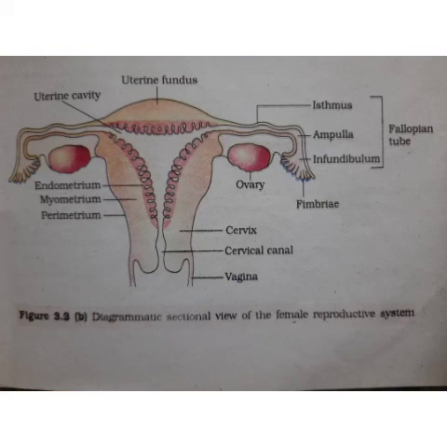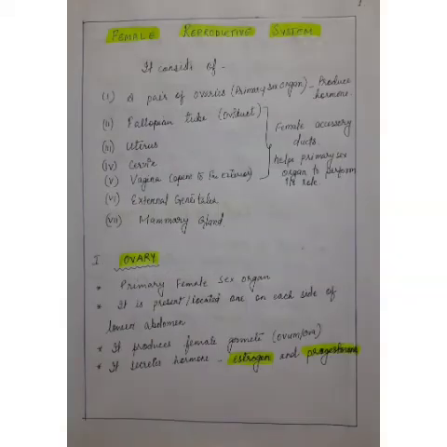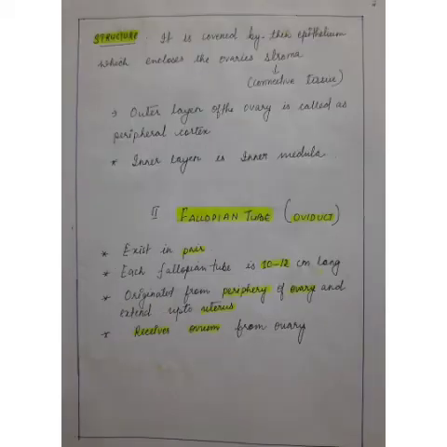Now let us move to the next, that is the fallopian tube or oviduct. Let us see the fallopian tube. It is also called the oviduct. It is a tube-like structure and it is present in a pair. Each fallopian tube is 10 to 12 centimeters long. It originates from the ovary and extends up to the uterus. It receives the ovum from the ovary and fertilization takes place in the oviduct.